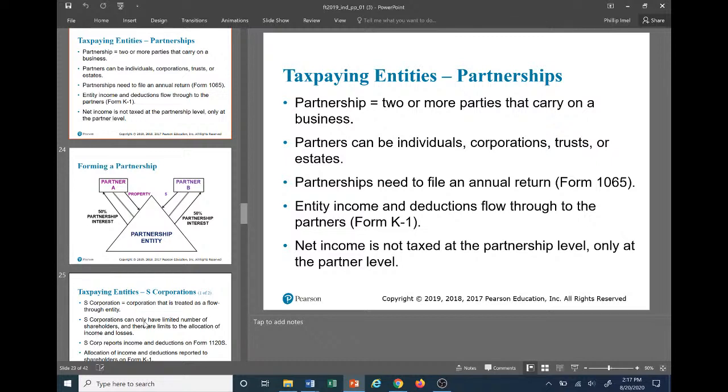So once again, same thing. It's a partnership that has their operations. They split the money up percentage-wise, and then these are just the applicable forms which you attach onto the schedule that you attach onto your Form 1040. And once again, remember that it's not taxed at the partnership level, only at the partner level.